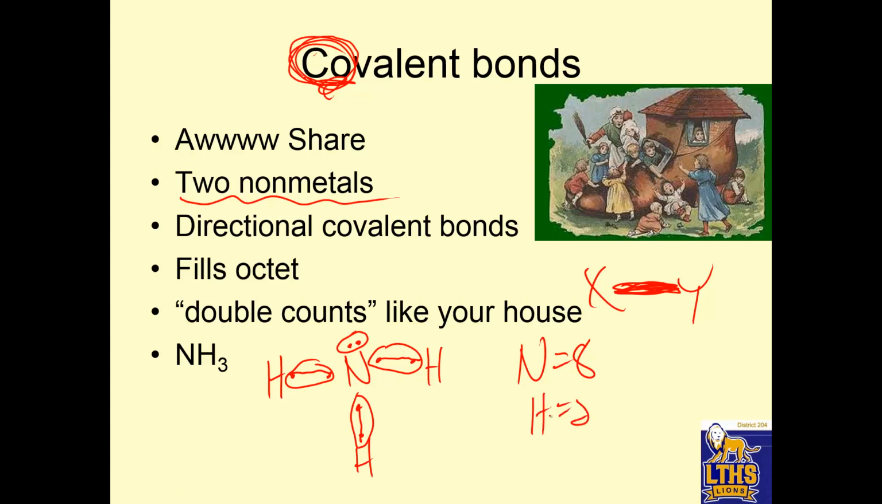Now hydrogen doesn't need 8, because on the top row, remember the very top part of the periodic table, and there's the rest of us. These guys are at the tip-top. So it double counts. The electrons double count when you share.